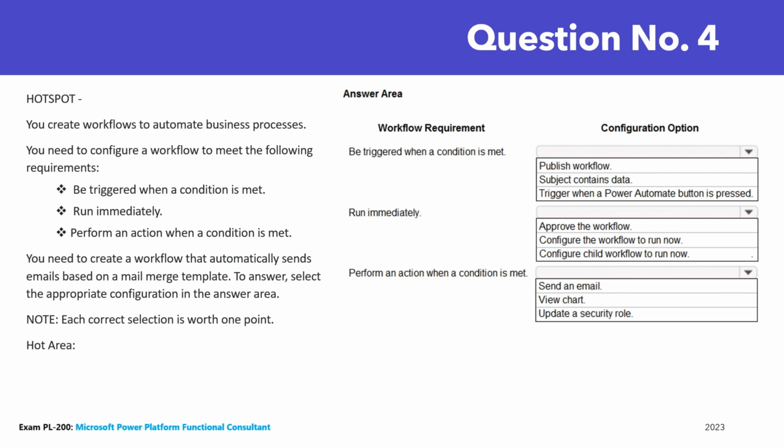You create workflows to automate business processes. You need to configure a workflow to meet the following requirements. Be triggered when a condition is met. Run immediately. Perform an action when a condition is met. You need to create a workflow that automatically sends emails based on a mail merge template. To answer, select the appropriate configuration in the answer area.